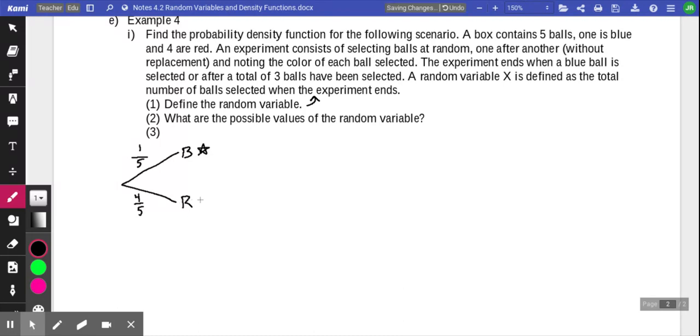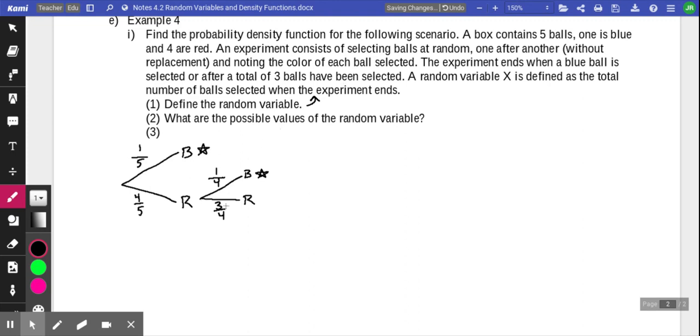So on the second draw, we could either get a blue ball or a red ball. The first draw was red, which means there had been 5 balls, but it says without replacement. So that means that there are now 4 balls remaining. There's still 1 blue ball in there. The first ball drawn was red, so 4 minus 1 means that there are only 3 red balls that remain, and these add up to 1, so that's good. Once again, I'm going to put a star by this blue because selecting a blue ball ends the experiment, or having a total of 3 balls selected ends the experiment.